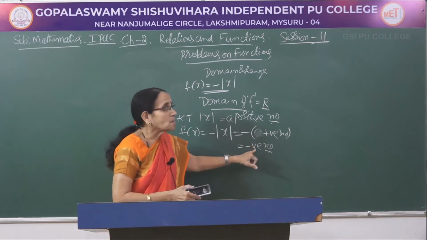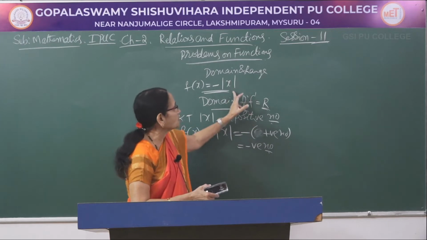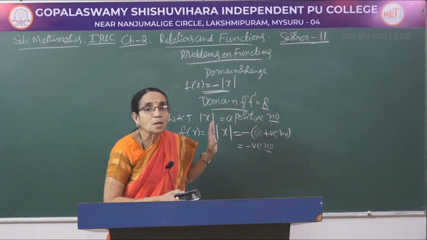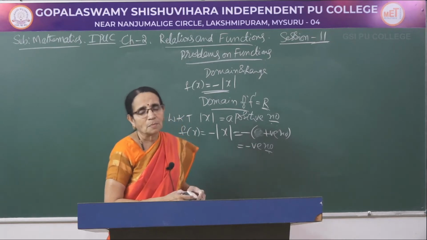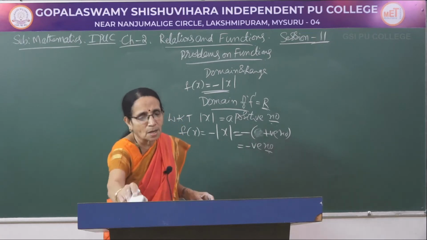So, we will be getting a negative number. But what values have you assigned for x? All of them are real numbers. So, you are getting here a negative real number. You can get a negative real number.